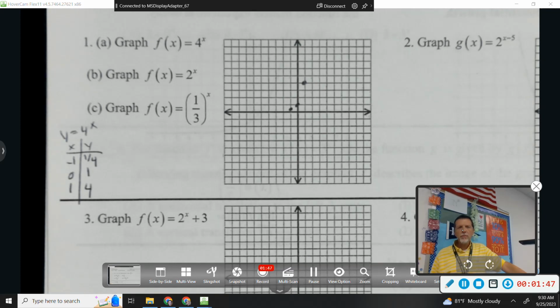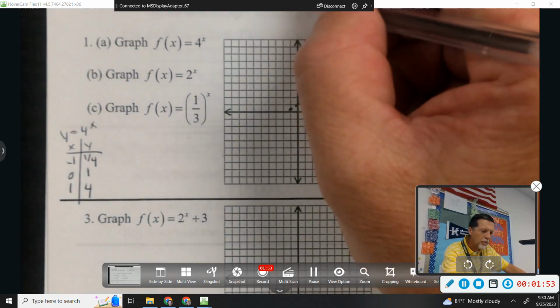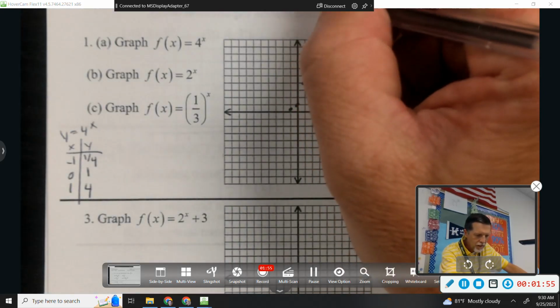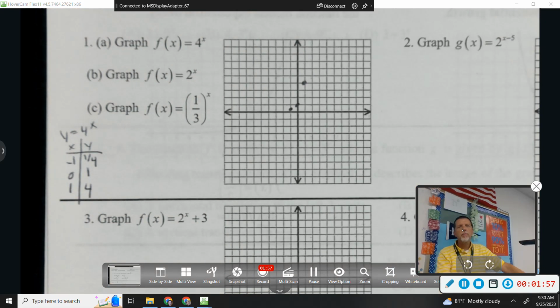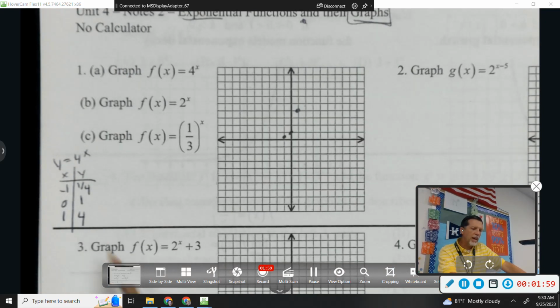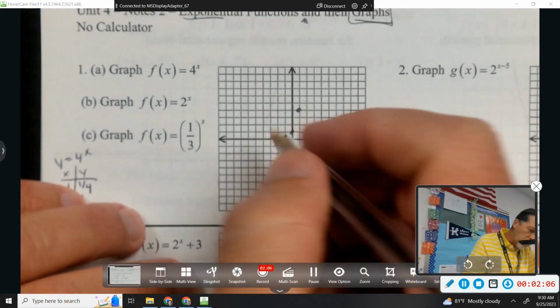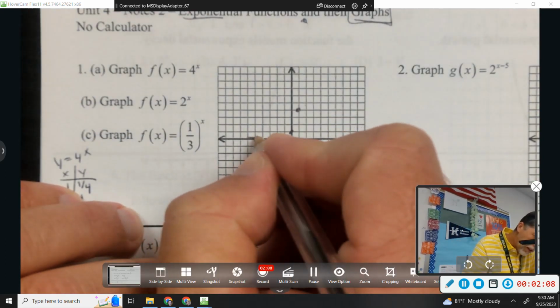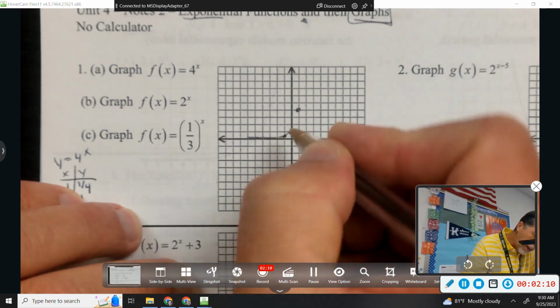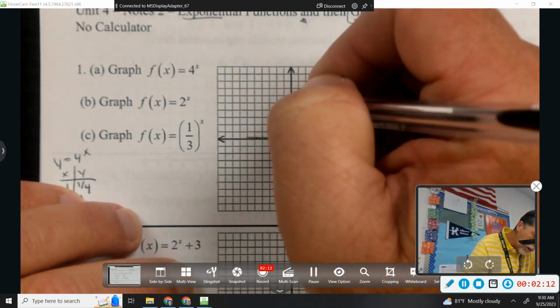What would happen if we plugged in 2? That's 16, so then we're like way off the page. You can try to put it on there if you want to. Way up there. What about if we plugged in -2? 1/16. And that'd be like really hard to show on a graph so small. So I think there's clearly an asymptote, and we also go up pretty steep here.